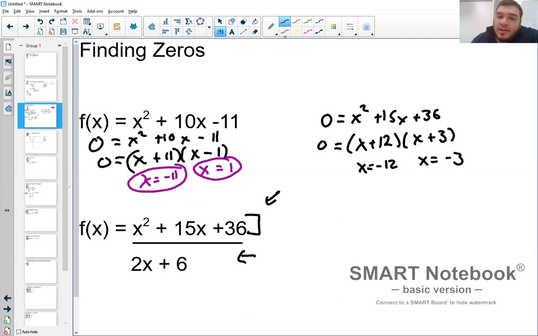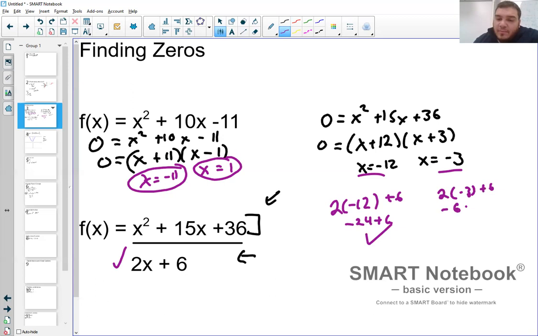I would love to say we're done there, but you have to do this, which is a check over here. You have to check the bottom. Now remember, the bottom of a fraction can never be 0. So you need to check very quickly, does any of these numbers here cause the bottom to be 0? Some of you already know, but just to plug it in, let's say if I didn't know, 2 times negative 12 plus 6, that's negative 24 plus 6. That's not 0, so it's okay. But here, 2 times negative 3 plus 6, negative 6 plus 6, that does cause it to be 0.